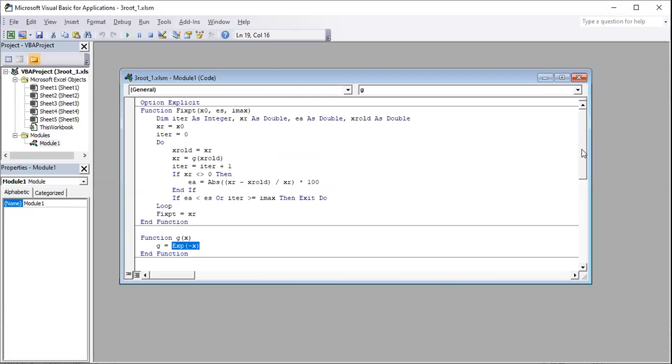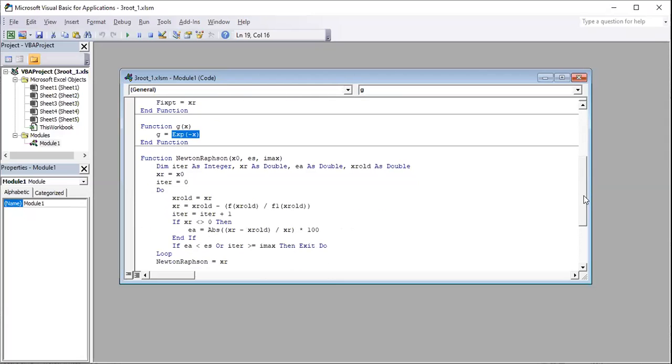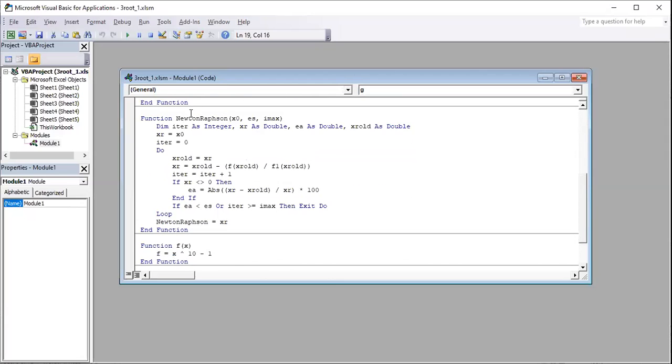Sure, okay. So we are in Visual Basic Excel. This is the Newton-Raphson method. It's taking parameters. The first parameter is the initial guess. The second is the estimated root, and then the error estimate. So you don't want the error to go below this.